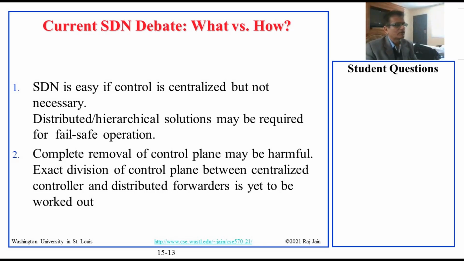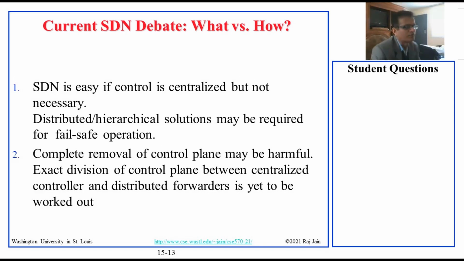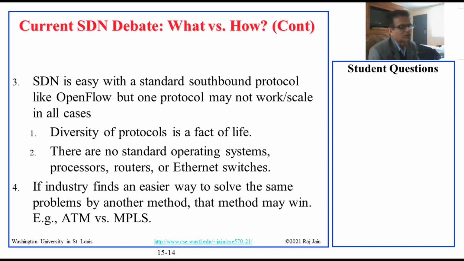So, complete removal of the control plane from hardware. And SDN is easy with a standard southbound protocol. Yeah, it's easy if everybody spoke the same southbound, but we all don't speak the same language. We don't use the same operating systems. We don't use the same processor. But still, we can do the same things, right? So standardization is good, but it is not required. If industry finds an easier way to solve the same problem by another method, they will win. So the mechanisms are not important. What is important is the goal.